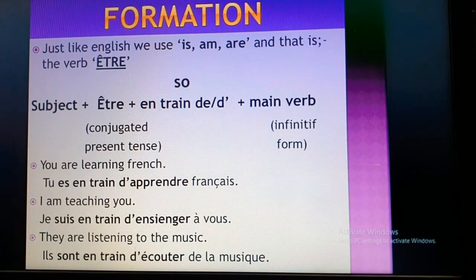Now the third one, they are listening to the music. Ils sont en train d'écouter de la musique. So ils, the être verb according to this subject, that is ils, the third person plural. Ils sont en train d'écouter de la musique.